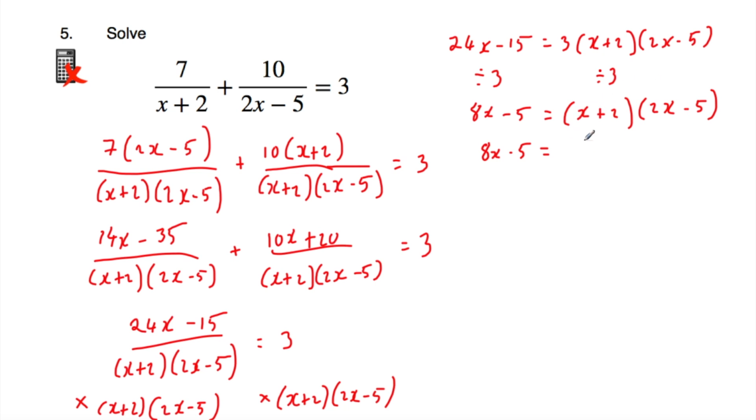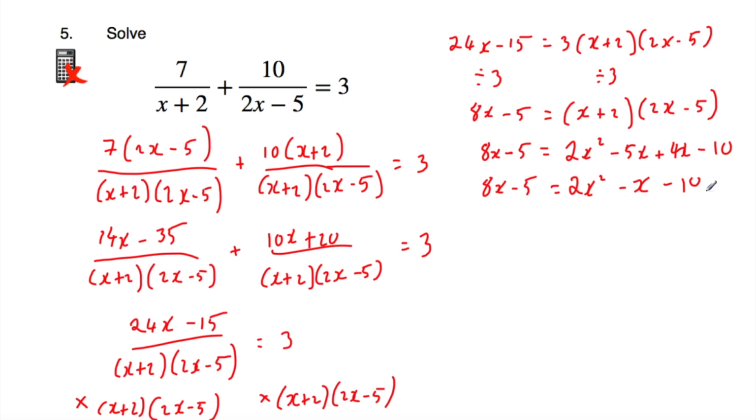So x times 2x would be 2x squared. X times minus 5 would be minus 5x. 2 times 2x would be plus 4x. And then finally, 2 times minus 5 would be minus 10. So we've expanded our brackets. Now let's simplify this right-hand side. The left-hand side will stay the same, 8x minus 5. And the right-hand side, we've got our 2x squared. We've then got minus 5x plus 4x, and if we've got minus 5x's plus 4x's, we'll go back up, so it'll be minus 1x or just minus x. And then finally, we've got our minus 10. Okay, so we've expanded our brackets and we've simplified.